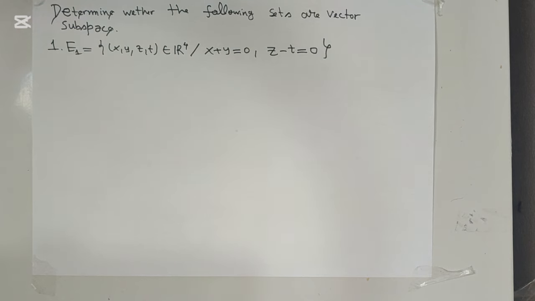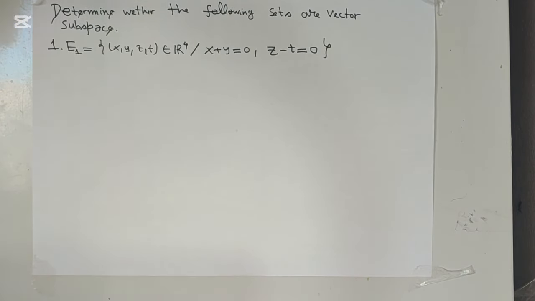So today we have this exercise. Determine whether the following sets are vector subspaces. Well, to determine whether a set is a subspace, we have three properties. The first property is the set must contain the zero vector. I mean, the set has to be a non-empty set.